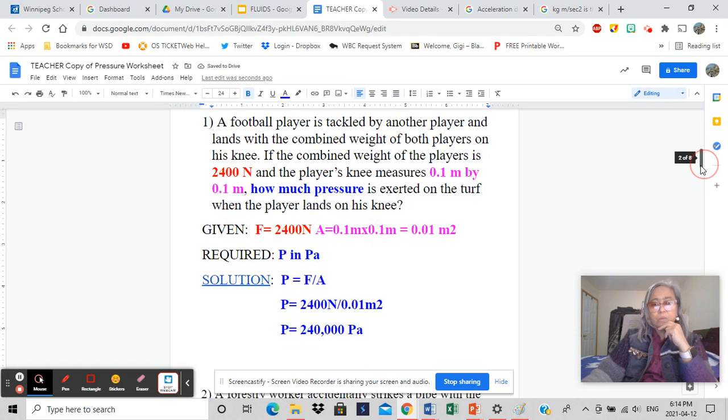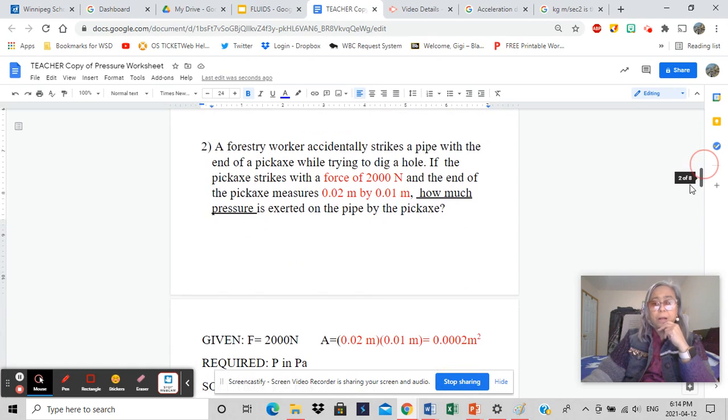Now, in class today, we also went over the number two problem here, right? So the same run of things. For purposes of this demo, again, I just put a color to the numbers that we're seeing in the problem. So for number two, for instance, you have a force of 2000 N. That would be the F. And what else? You have 0.02 meter by 0.01 meter. So meter times meter, that's meter squared.